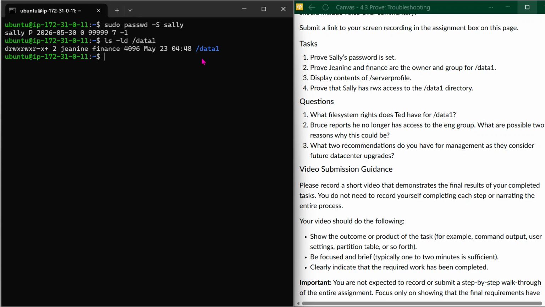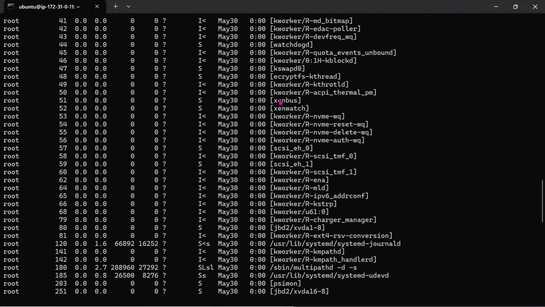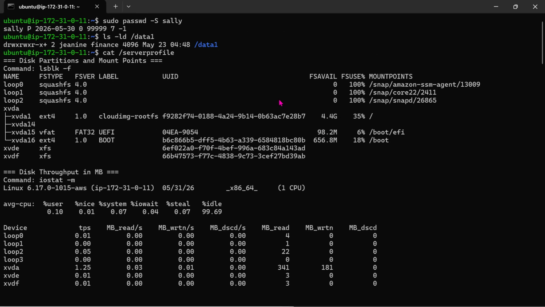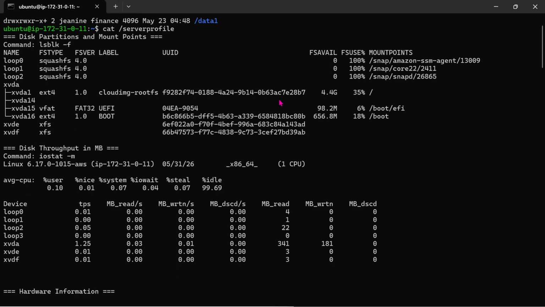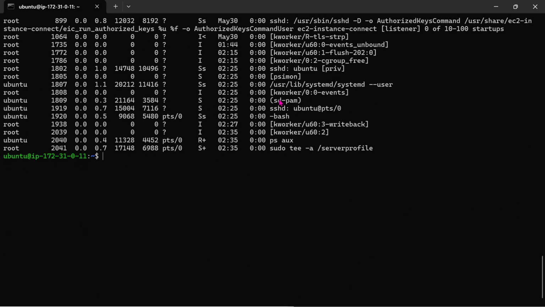The next task is to display the content of the server profile. To do that, I'm gonna type cat /server_profile. So you're gonna see a bunch of information just pop up, and there's a lot of information about hardware and about the disk partition, and those are pretty much the information of the server profile.